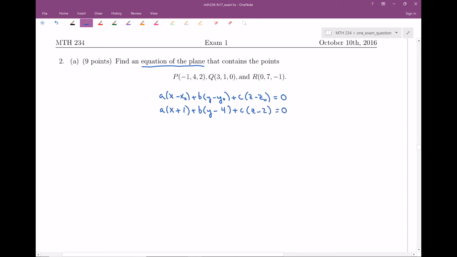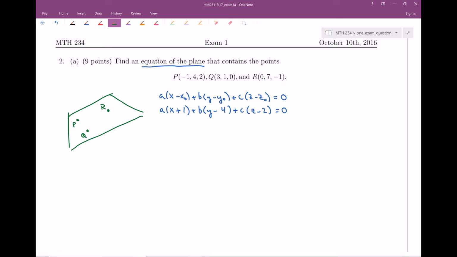The next thing we have to ask ourselves is where did this A, B, and C come from? Those were the components of a normal vector. So I need to figure out how to get a normal vector to this plane. Let me do a quick sketch of our situation. I have these 3 points that lie on some plane. Here's maybe P, here's Q, and here's R over here. And I want to know what is the normal vector to this plane.